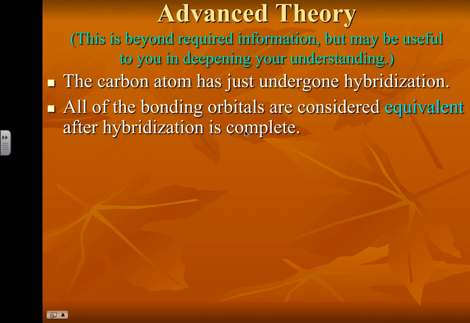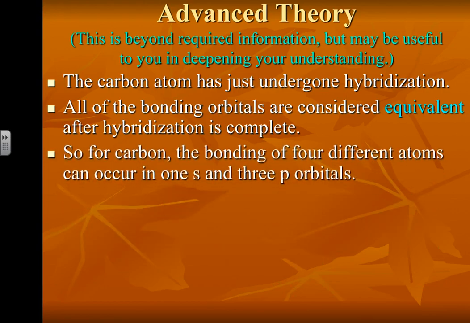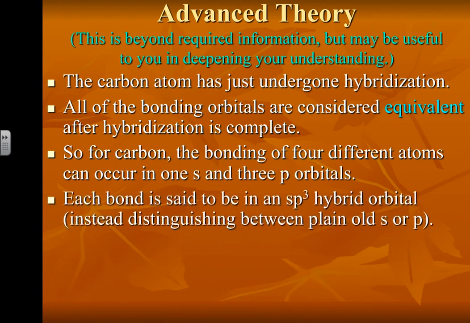But by the way, they're not S's and they're not P's. So for carbon, the bonding with four different atoms can occur in one S as well as three P orbitals. Each bond is now called something different. It's not an S and it's not a P, it's something in between, and it's called an sp3 hybrid orbital. Instead of distinguishing between plain old S and plain old P, we're kind of meshing it. Now notice the count.